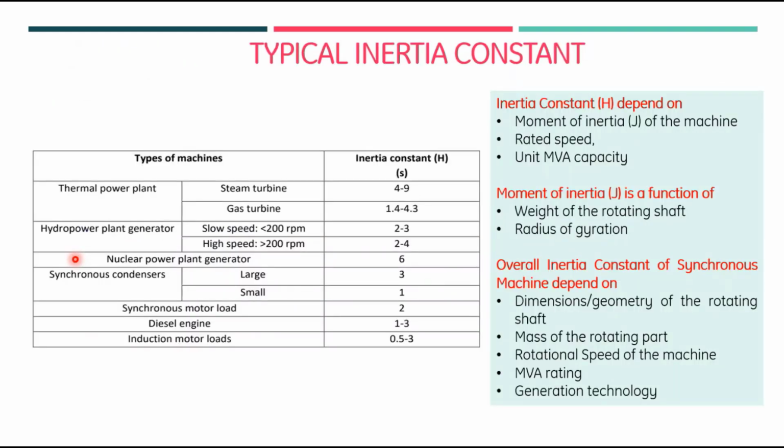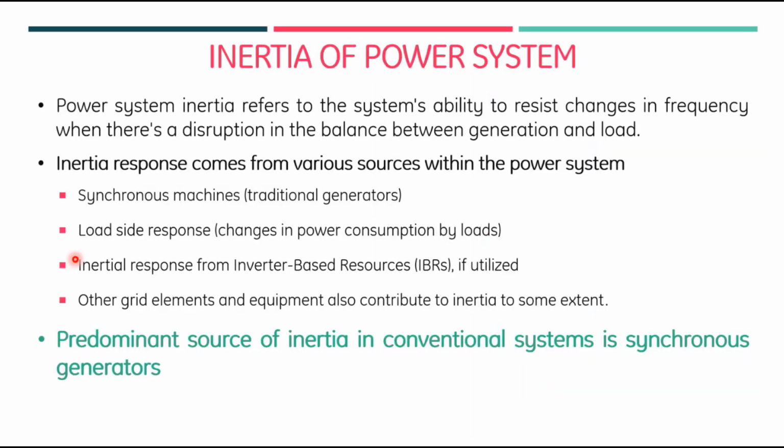So we have the typical inertia contribution from different kinds of power plants shown here. The overall inertia constant of any machine depends on its dimension, geometry, mass of the rotating part, rotational speed of the machine, MVA rating, and generation technology also. The inertia of the overall power system means the complete system. We were talking initially about individual generator capability. In terms of the system, it is the capability of all the combined generators in the system, their ability to resist the change in frequency whenever there is a disruption in the balance between load and generation.